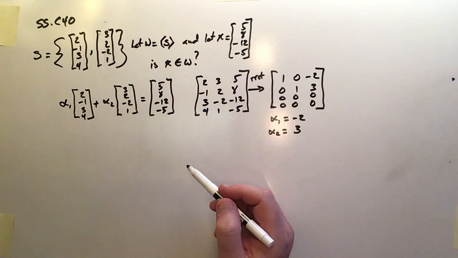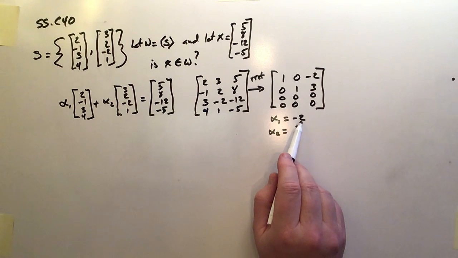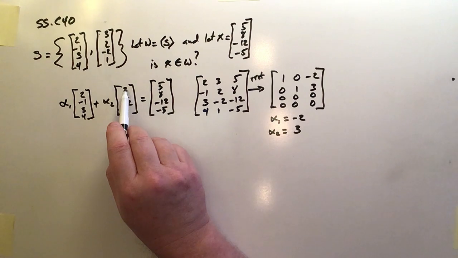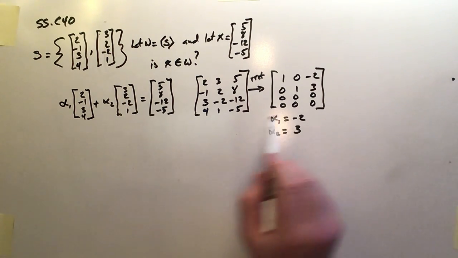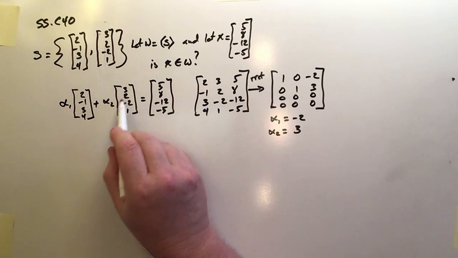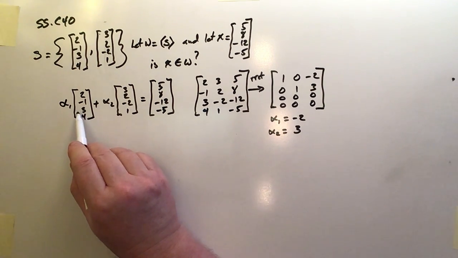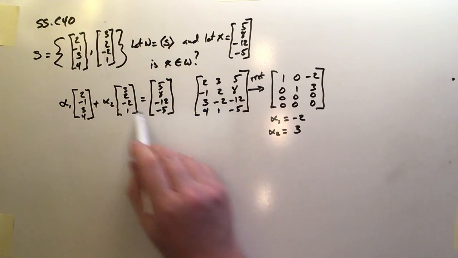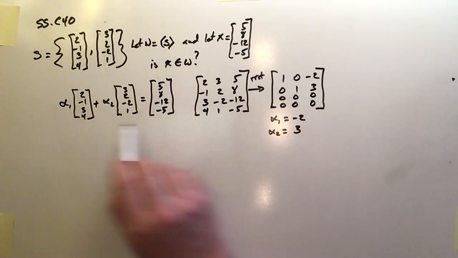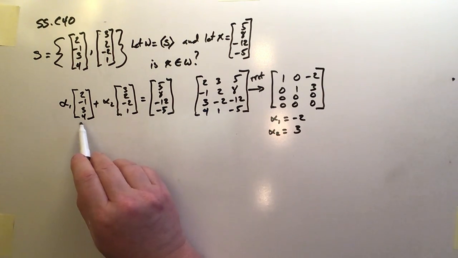And we can kind of prove that right here. Negative 2 times 2 is negative 4, and then 3 times 3 is 9, and 9 and negative 4 make 5. Negative 2 times negative 1 makes 2, and 3 times 2 makes 6, so 2 and 6 make 8. Negative 2 times 3 makes negative 6, and 3 times negative 2 makes negative 6, and negative 6 and negative 6 are negative 12. And 4 times negative 2 is negative 8, 3 times 1 is 3, and negative 8 and 3 make negative 5.